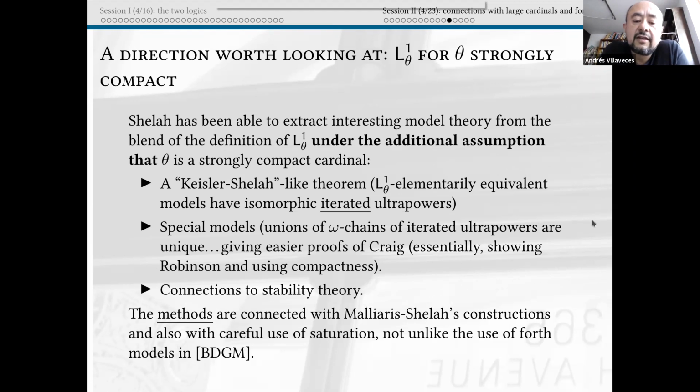And I mentioned finally that there is a beginning of stability theory, and quite rich stability theory for L1 theta. But let me just close this musing by pointing out again the connections of the methods of Malliaris and Shelah's constructions and what happens here. And there is also an extremely careful use of saturation, of how you slowly saturate models, that has a flavor that is not so different from the forcing models that we already discussed.